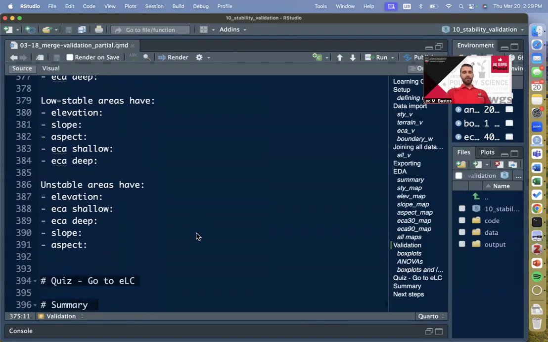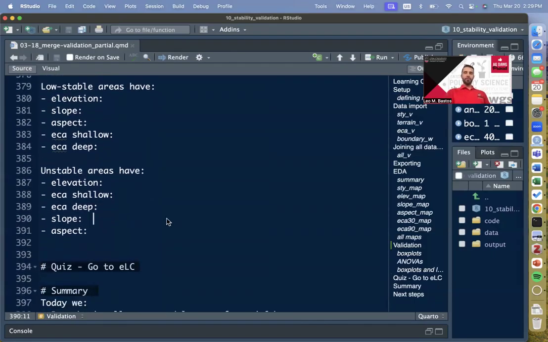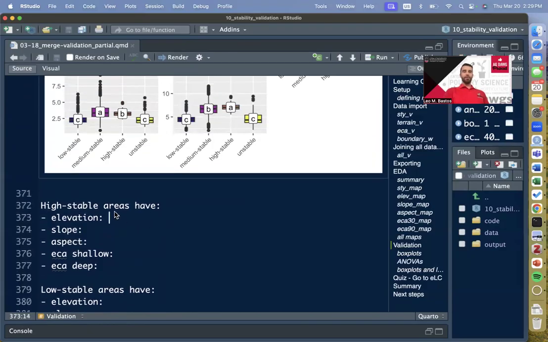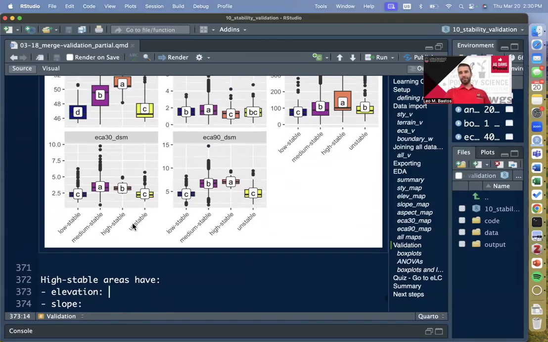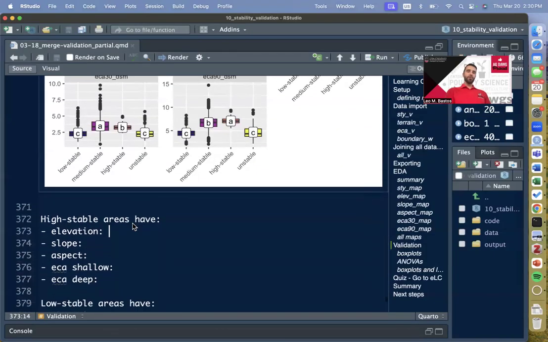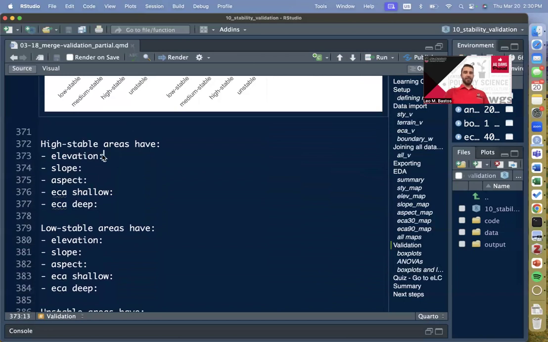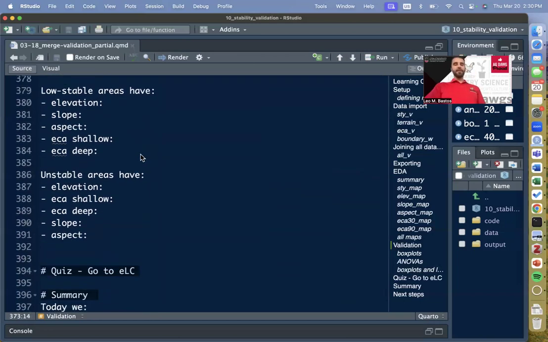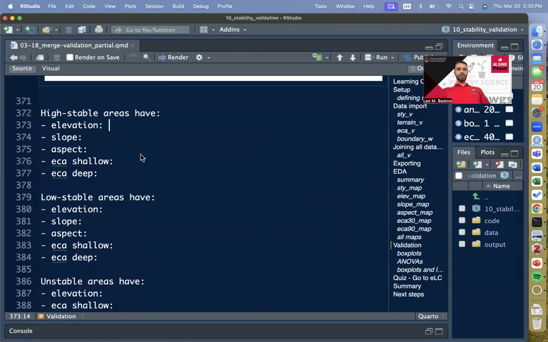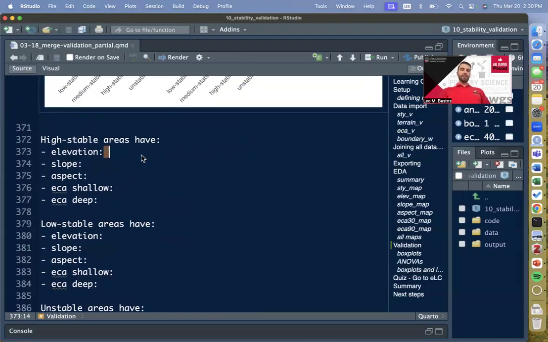So what I want you all to do, and if you're in a lab where you have a person you can work with, you can pair up. And if you're by yourself, then I guess you'll have to do it by yourself. What I want you to do is come here and fill in this text to tell me, for example, we can do the first one together, and then I'll let you work on the other ones. So high stable areas have.